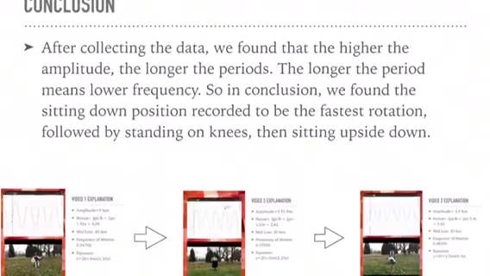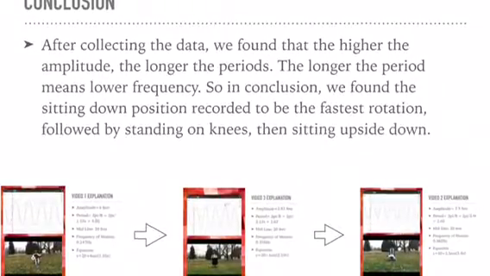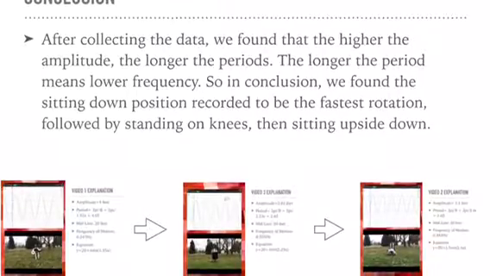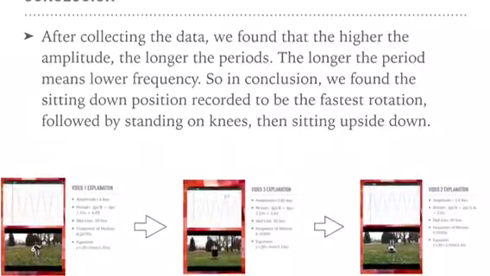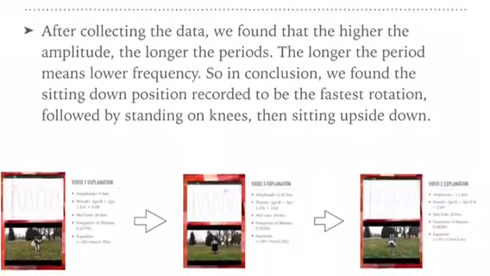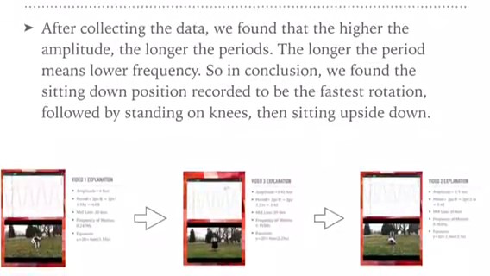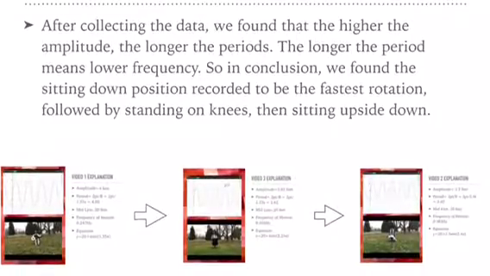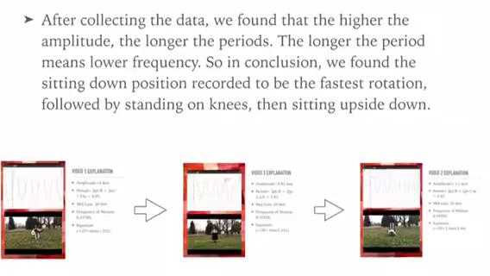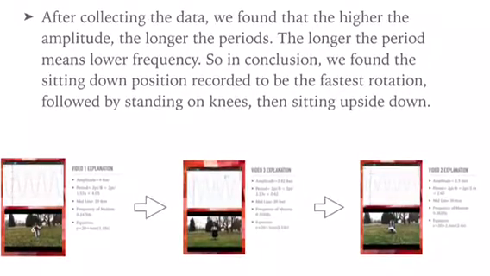Conclusion. After collecting the data of all three videos of sitting in the office chair, we found that the higher the amplitude, the longer the periods. That means the longer the period, the lower the frequency. So in conclusion, we found that the sitting down position recorded the fastest rotation. Then it was followed by standing on knees, and finally sitting upside down.